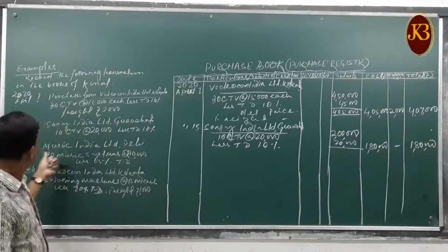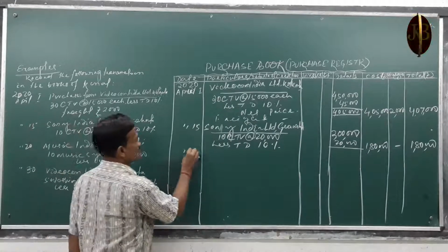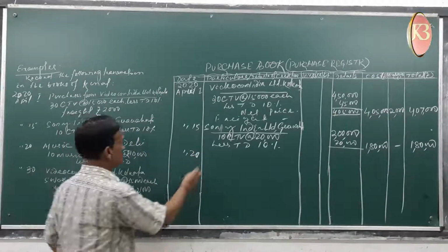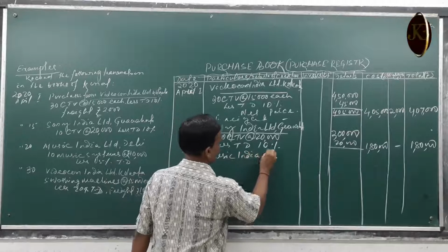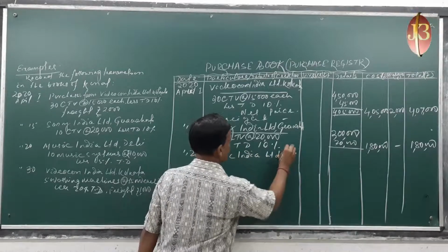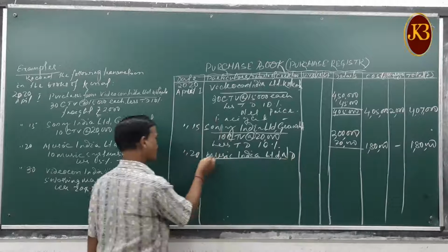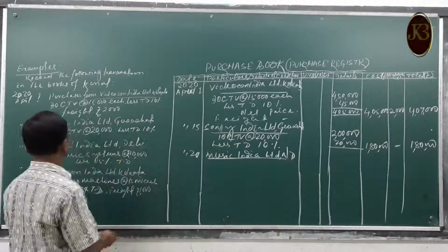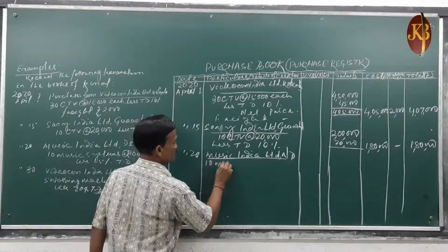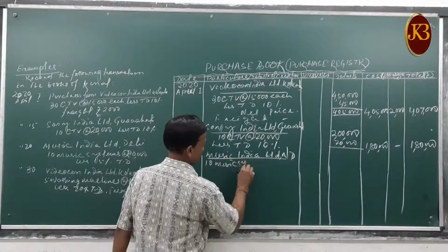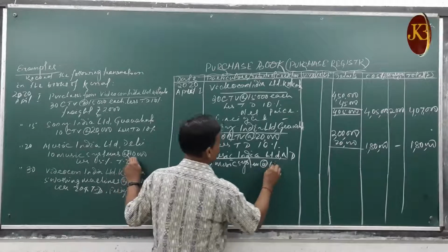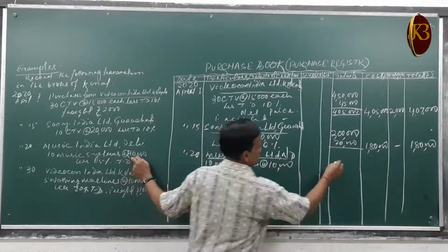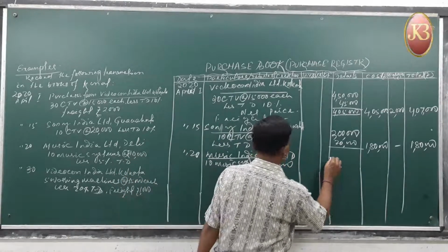Then comes April 20, Music India Limited, New Delhi. There are 10 music systems at the rate of 10,000 each. In the details amount column, it is 1 lakh.